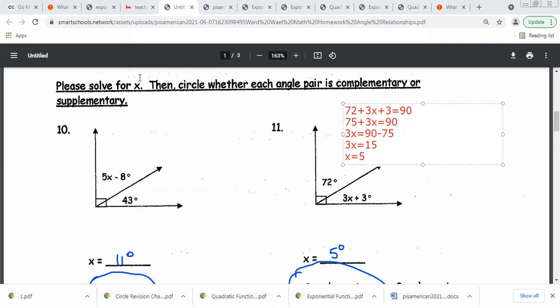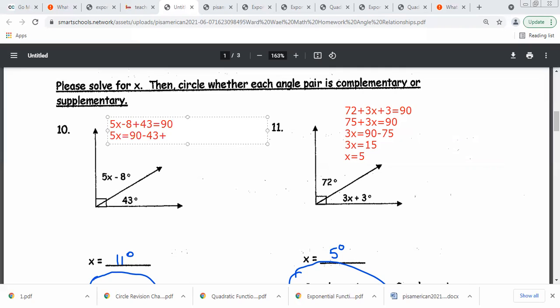We will move to the next question. We have the same idea. Both of them, their sum together, equal 90 degrees. So we have 5x minus 8 plus 43 equal 90 degrees. Then it will be 5x equal 90 minus 43 plus 8.